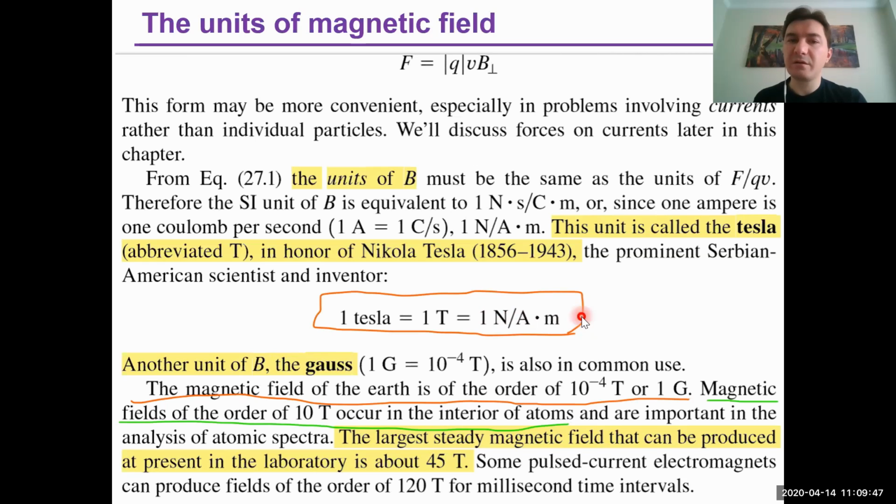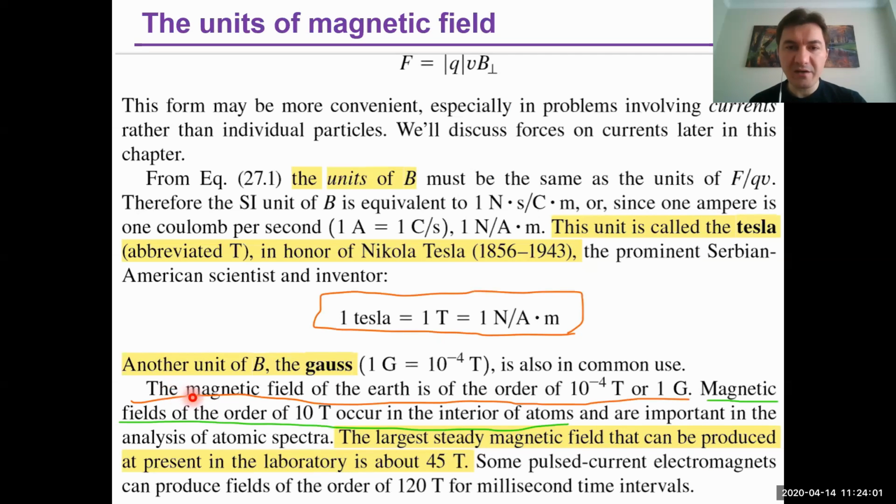Then finally, the unit of magnetic field will be given with that expression, 1 Newton per ampere times meter. Okay, this is the unit of the magnetic field, but it is also called Tesla, in honor of Nikola Tesla. So 1 Tesla is given by 1 Newton per ampere times meter. Another unit of magnetic field is Gauss, which is also used. You know Gauss' name from Gauss's law, okay? So 1 Gauss is equal to 10 to the minus 4 Tesla, which is also widely used.